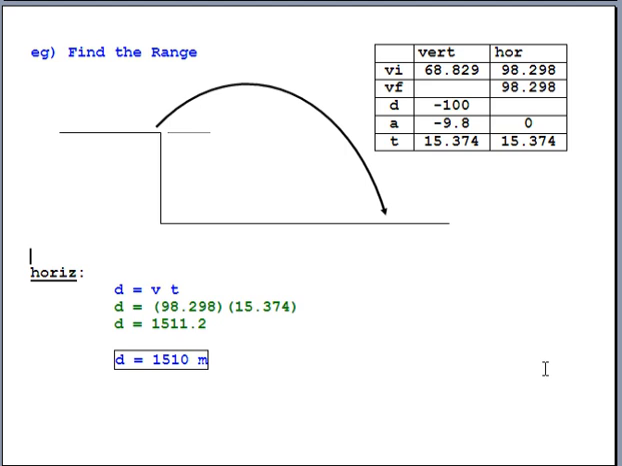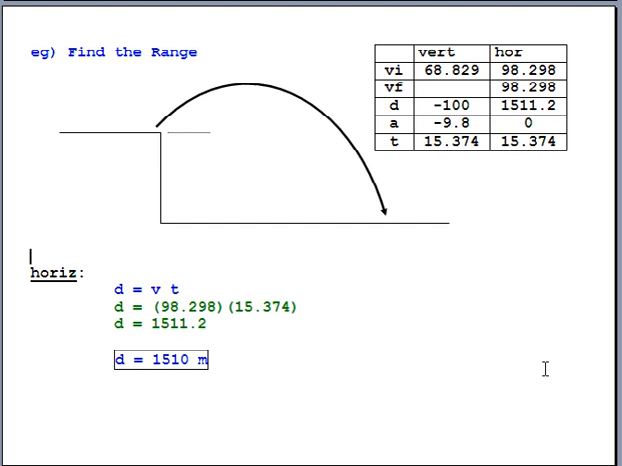Horizontally, there's no acceleration, so you can just go VT. It never changes from that 98 speed, and it gets to fly for 15 seconds. So this thing goes 1,500 meters, almost a mile, right? A kilometer and a half. It's going to go pretty far before it crashes into the lake. And if you want to, you can fill that into your table. And we are just about done.